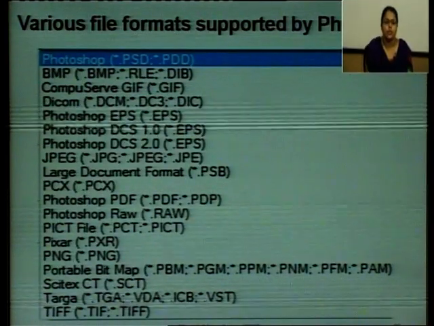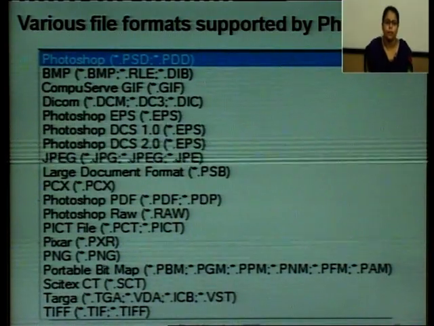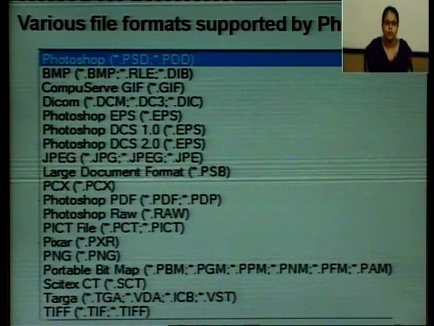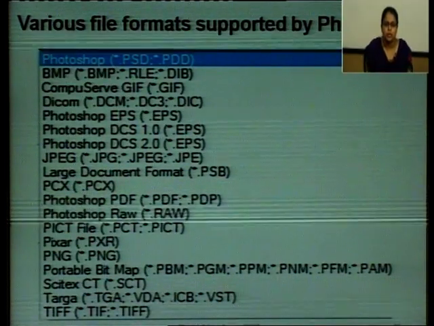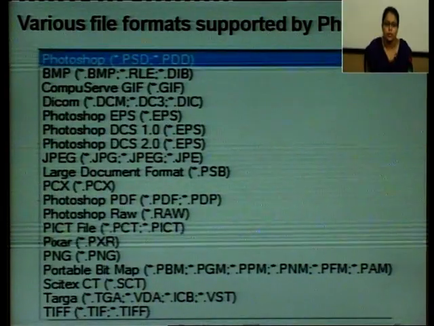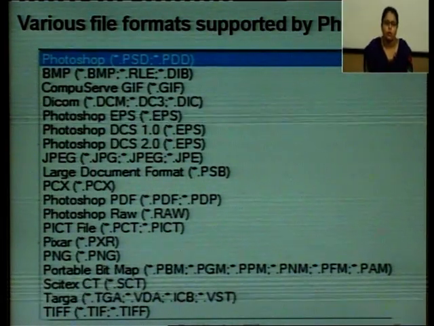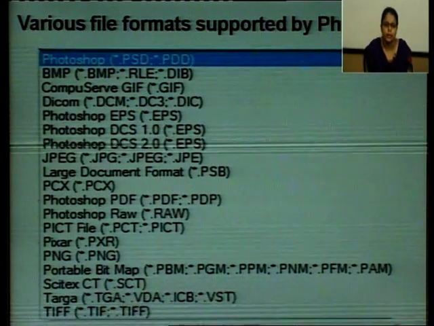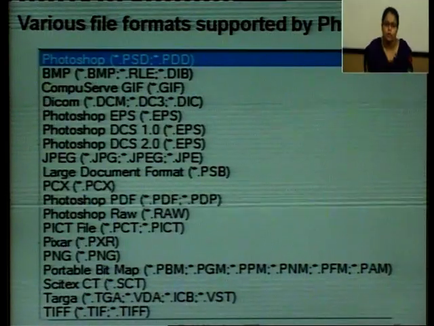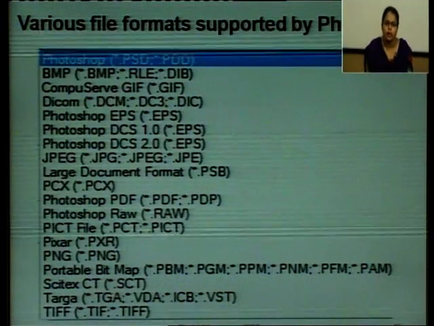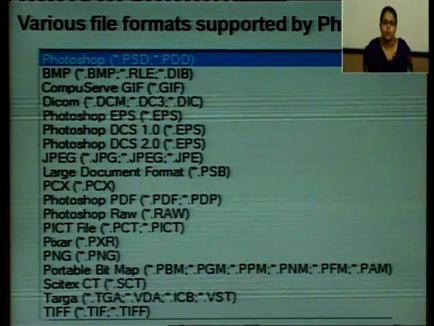This figure shows the various file formats which are supported by Photoshop, like BMP, GIF, DCM, Photoshop EPS, Photoshop DCS 1.0, DCS 2.0, JPG, large document format, that is .psb, .pcx, Photoshop PDF, Photoshop RAW, PICT files, PNG files, portable bitmap files, Targa files, TIFF files. So this is a list of various file formats which are supported by Photoshop.